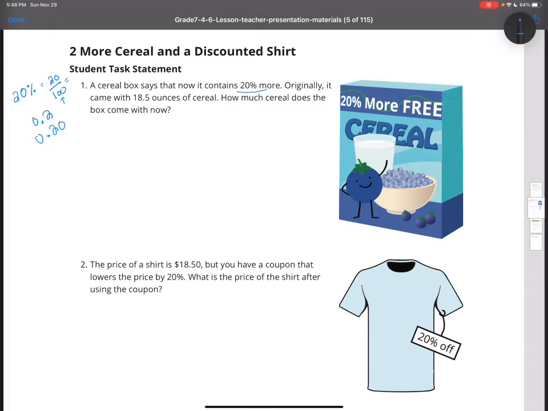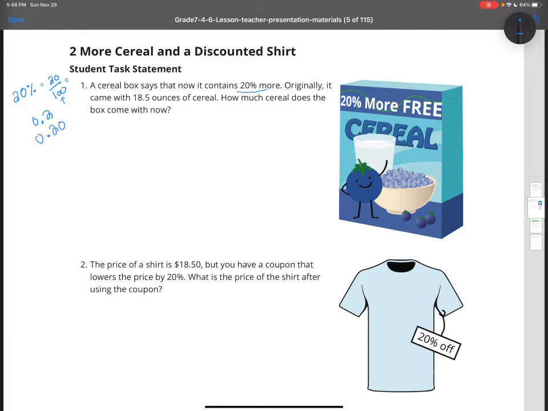If you have any questions about percentages, guys, please visit your manager's Google Meet session. But I'm about to start doing this problem, and I hope that you guys can catch on. Problem 1 says a cereal box says that now it contains 20% more. Originally, it came with 18 5/10 ounces of cereal. How much cereal does the box come with now?